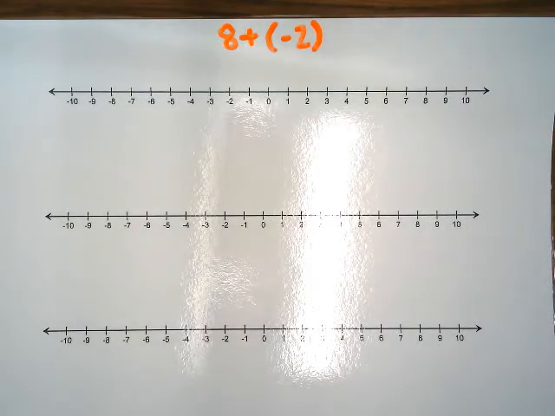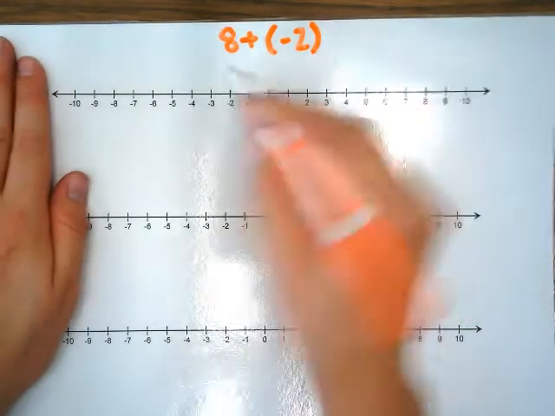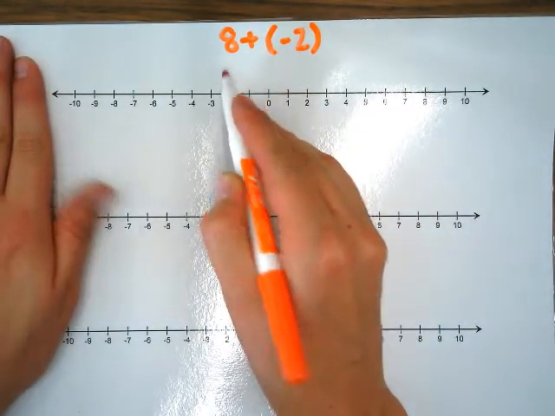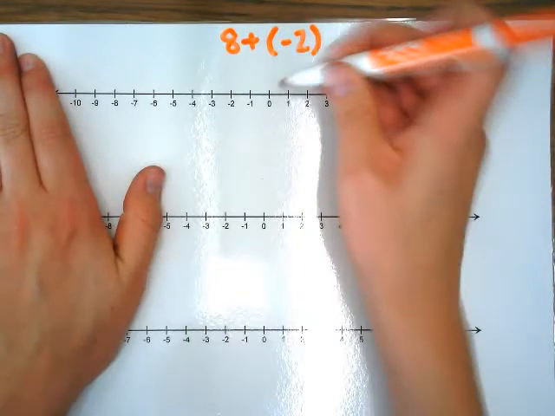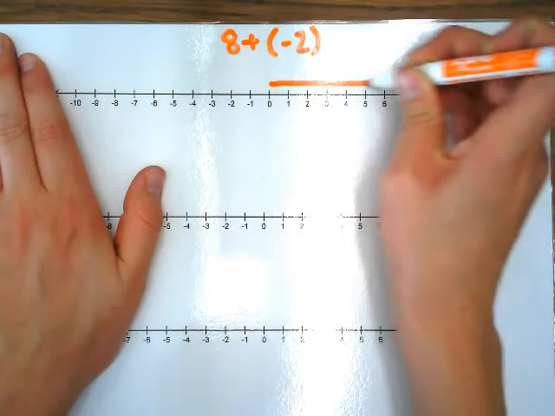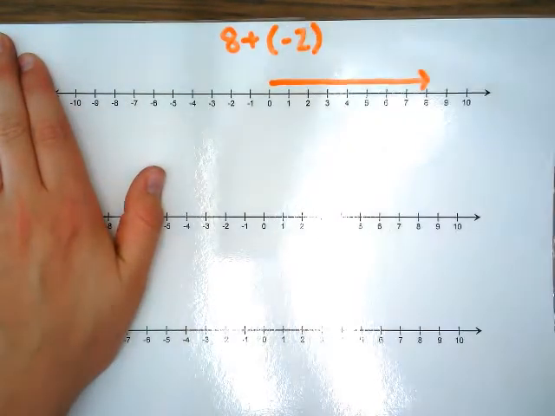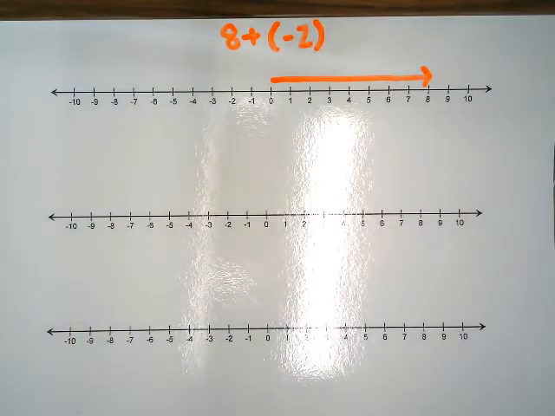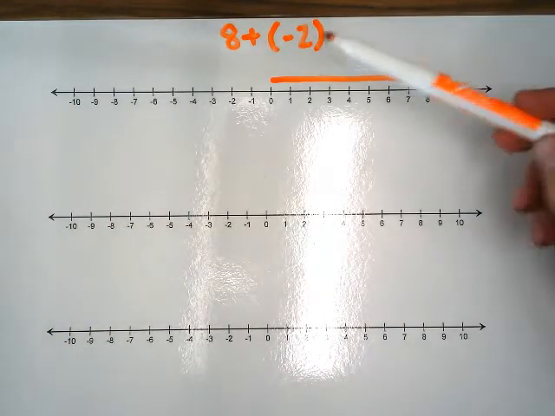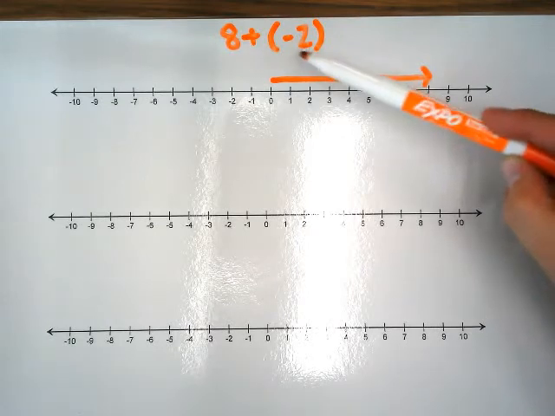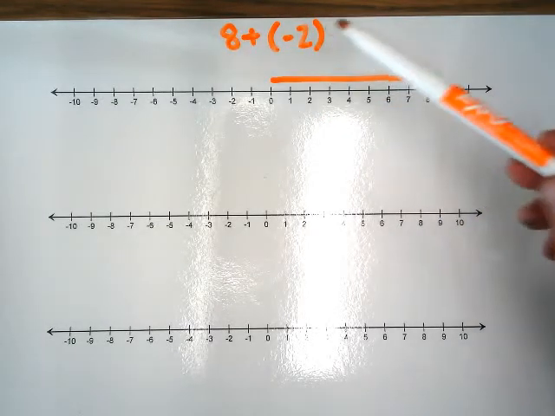Now when we're using our number line, the very first thing we do is we start at 0 and we go to our first number, which is positive 8. So I'm going to start at 0 and draw an arrow to the number 8. Now, when I'm adding a negative 2, I'm adding a negative 2 to this 8.